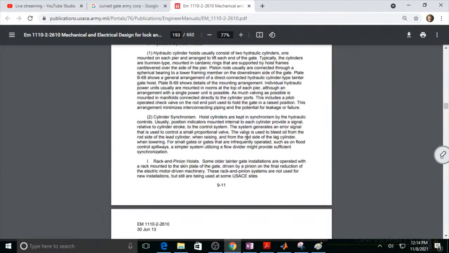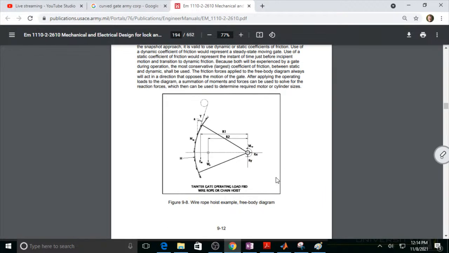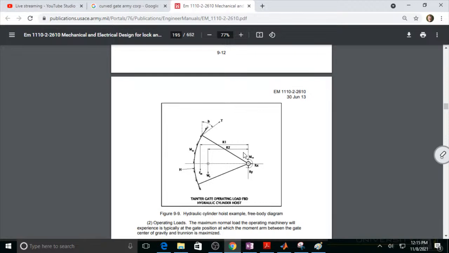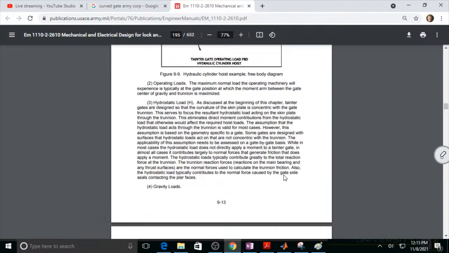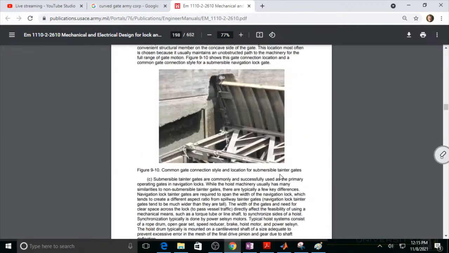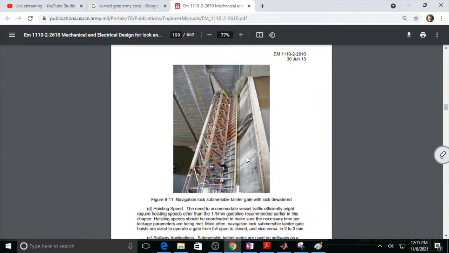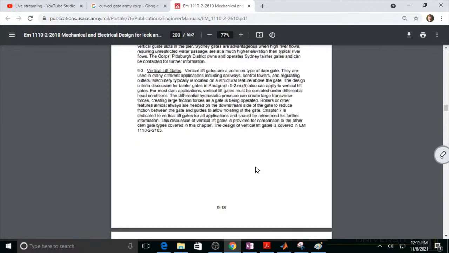There's a drawing of some of them. So there's kind of your curved gate. Load, free body diagram, wire rope, and chain hoist. So it looks like they got a chain. It sort of picks it up that way. And then this one, the T goes towards a thing that way. But all the gates are going to be curved in order to cut down that moment.